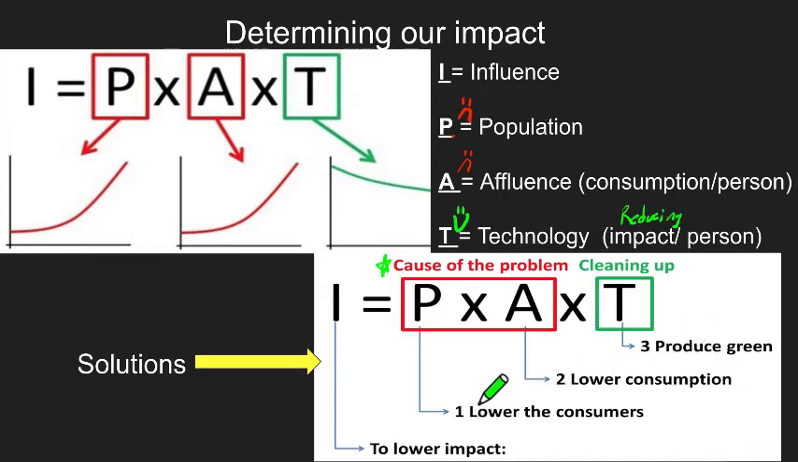So reducing our impact falls in here. We can lower the number of consumers. That's one way we can do it for a solution. We can lower the consumption per person, and then we can produce more efficient use of resources as a whole.